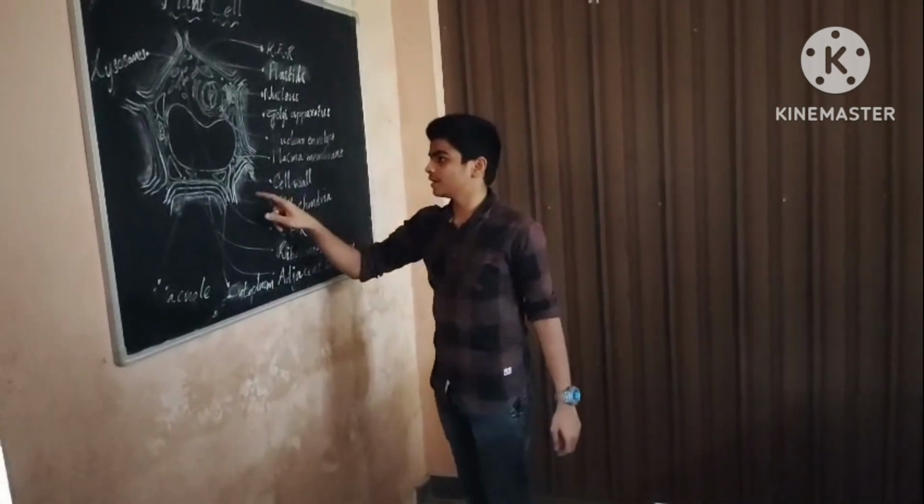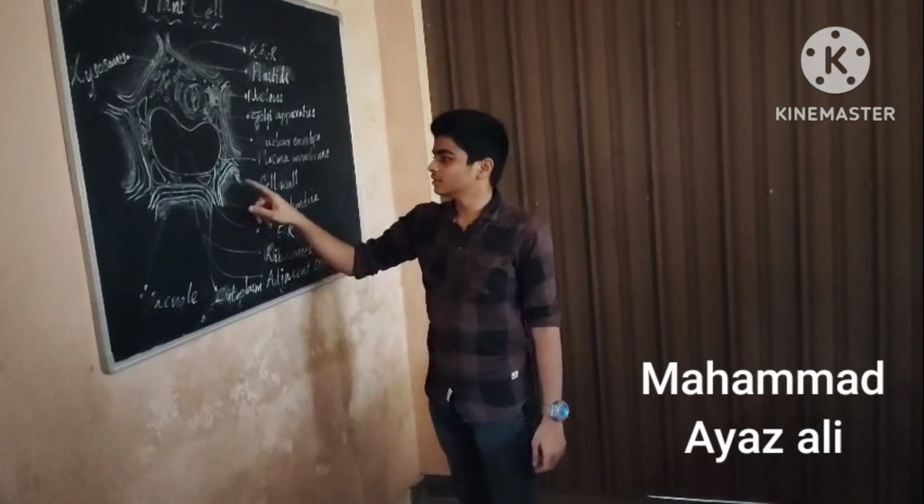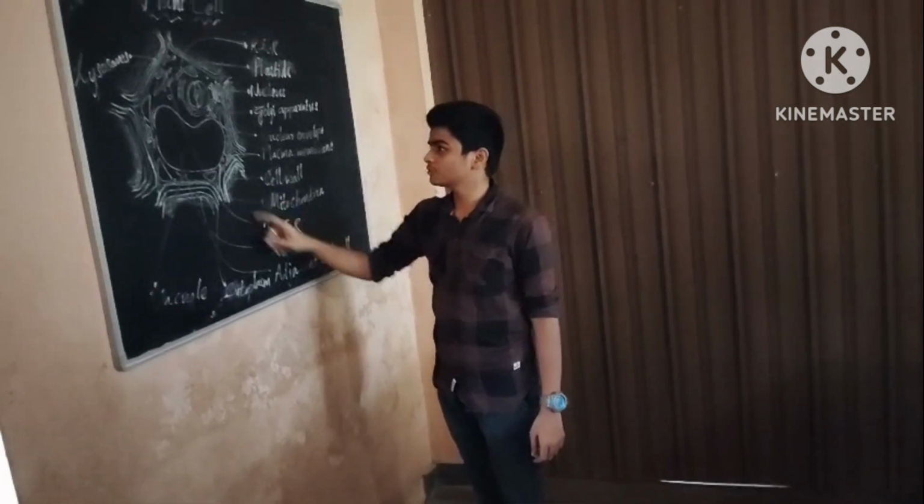I am going to explain about the plant cell. The cell is the basic structural and functional unit of life. The cell was first discovered by Robert Hooke in 1665 in cork, which comes from the bark of a tree.